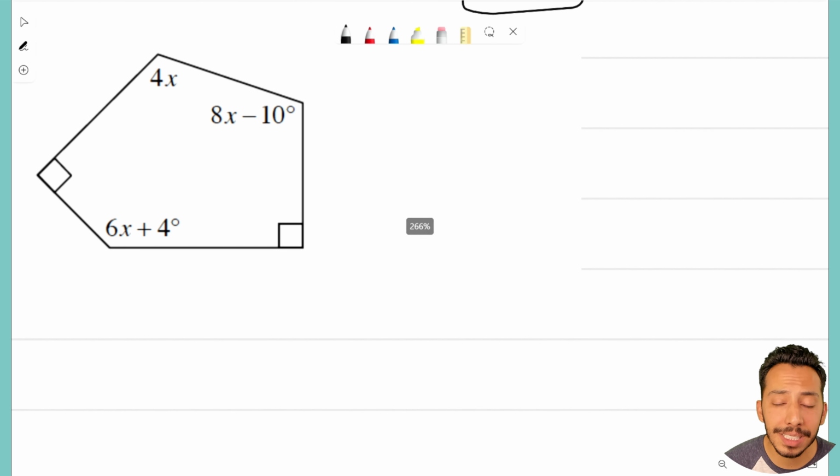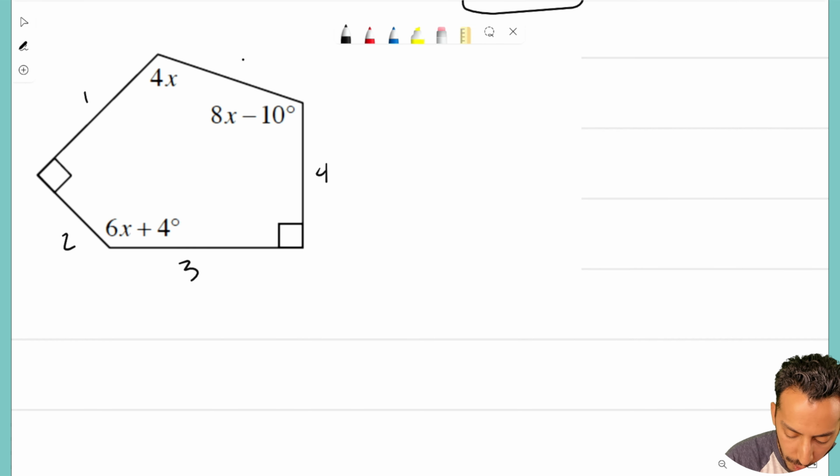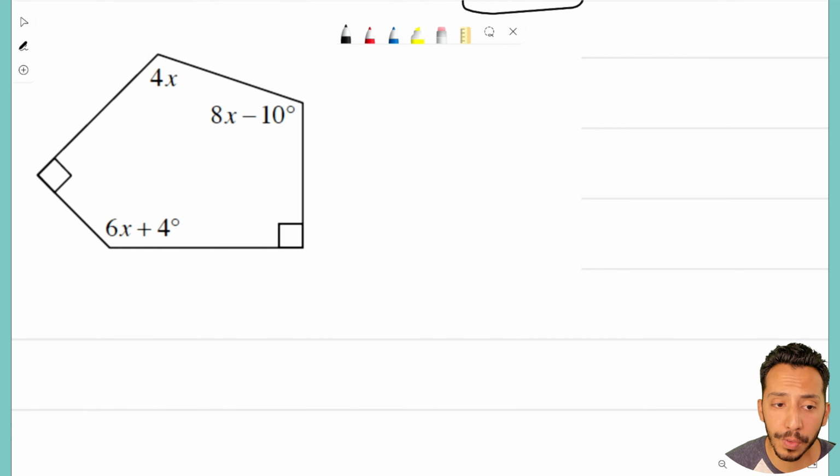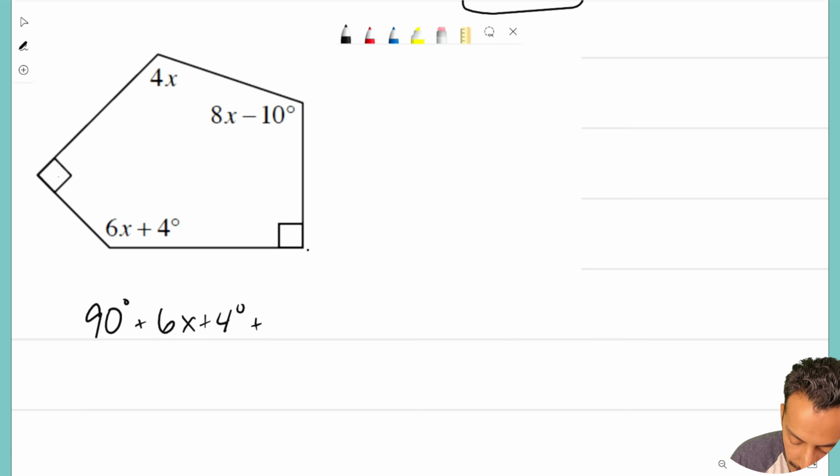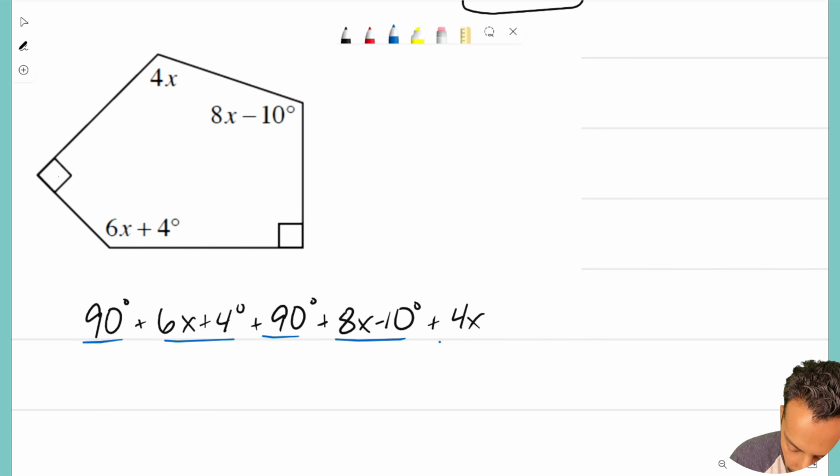We have here a pentagon. I know it's a pentagon because I see 5 sides. 1, 2, 3, 4, 5. Pentagons, they have 5 angles inside. Looks like we're given all the measurements for those angles, right? Look here, I know that this is 90. I'm going to write this out. I have a 90-degree angle here. This angle is plus 6x plus 4 degrees, plus another 90-degree angle there, plus the 8x minus 10, and then plus that final angle up there of 4x. These are all 5 of our angles.